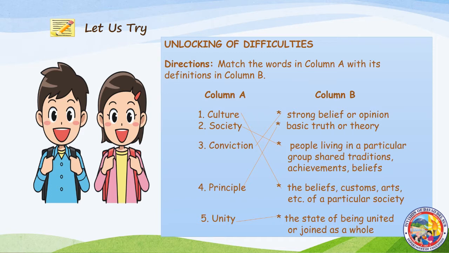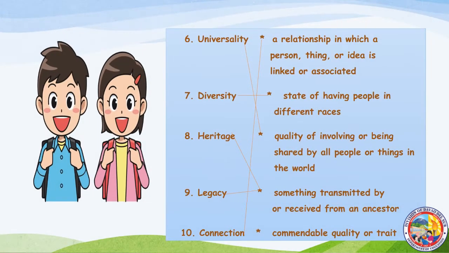Number 5, means the state of being united or joined as a whole. Number 6, universality. It means the quality of involving or being shared by all people or things in the world. Number 7, state of having people in different races, and that is diversity. Number 8, heritage, something transmitted by or received from an ancestor.